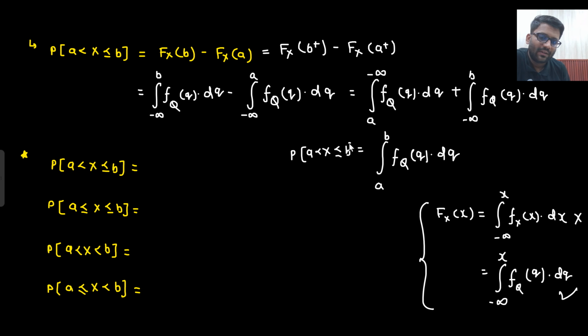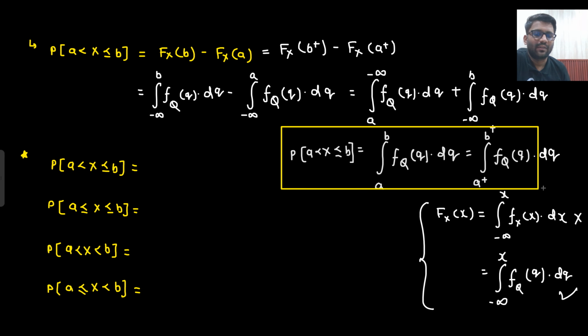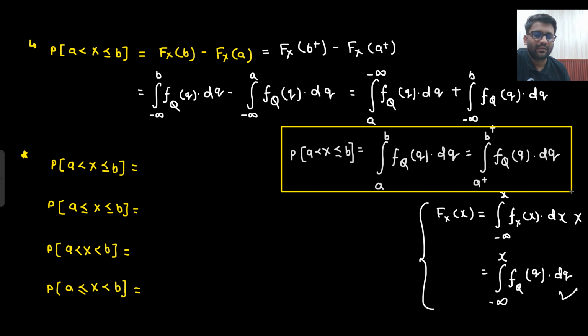And one more thing, in place of a, you can put a plus. In place of b, you can put b plus. So a plus to b plus, fq of q dq. This is the answer you are getting, which you will be remembering, right?